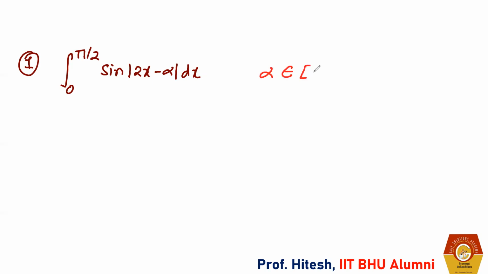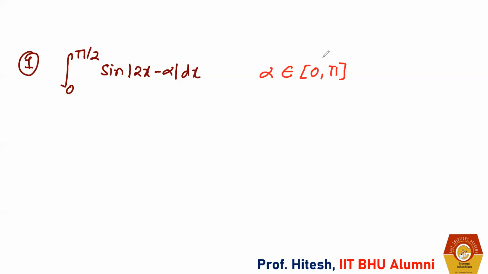Now question number 1 for this property. Okay, write the question: integral from 0 to pi upon 2 of sin mod 2x minus alpha dx. Evaluate, where alpha is between 0 to pi. Okay, alpha's value is between 0 and pi. So what will be the integration?